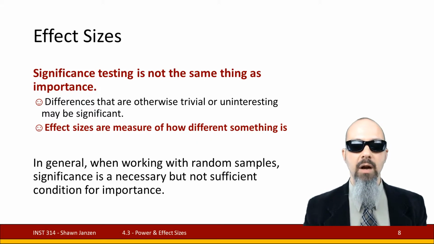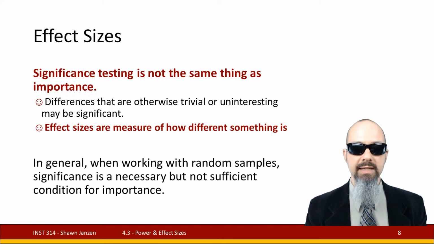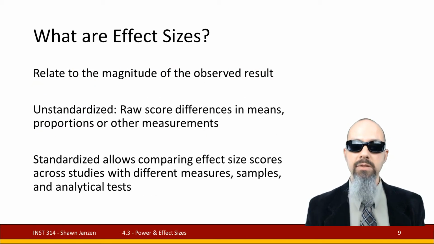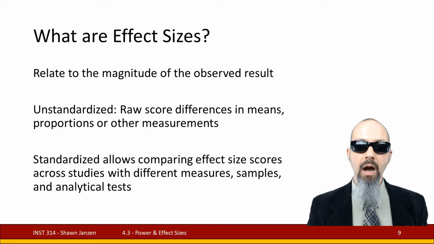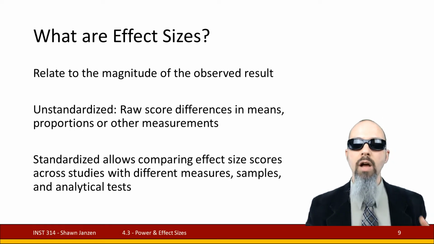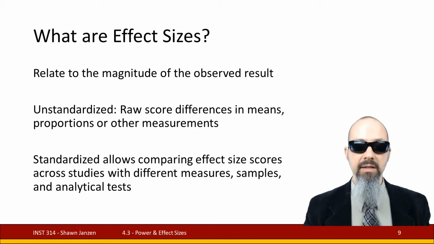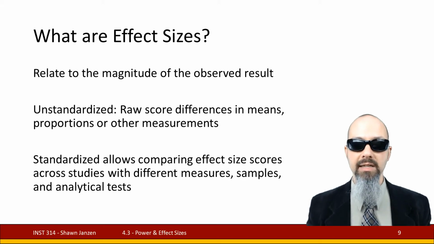Effect sizes are the magnitudes of the observed results, okay? It is the size of these differences that we're finding. And there's two ways you can find them: unstandardized and standardized. Unstandardized is the raw score difference. We have y, we have x, we take a subtraction from each other, and that amount is the unstandardized amount.